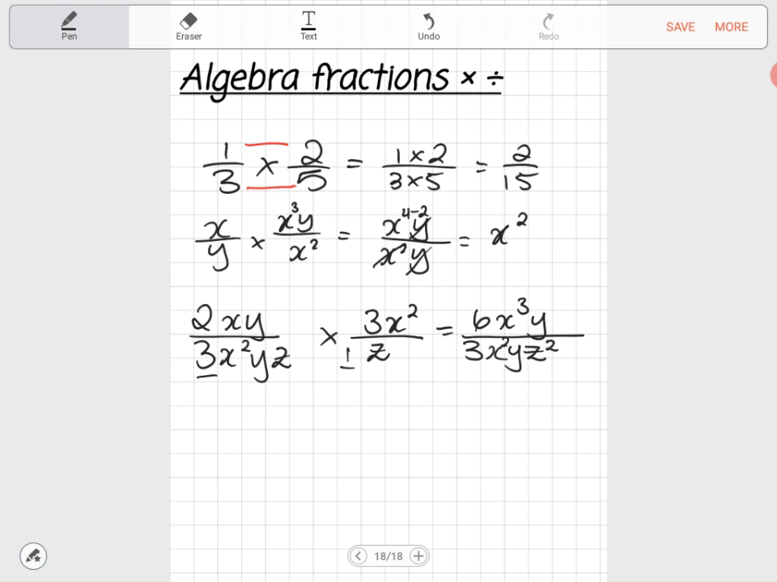Again, you can simplify this if you like, so you can simplify your numbers. 6 divided by 3, well, that's just 2 on the top. You have 3 x's on the top and 2 on the bottom, so you're left with just 1 remaining on the top. You have 1 y each on the top and the bottom, so they cancel, and you are left with a z squared on the bottom. So that would be it, fully simplified.